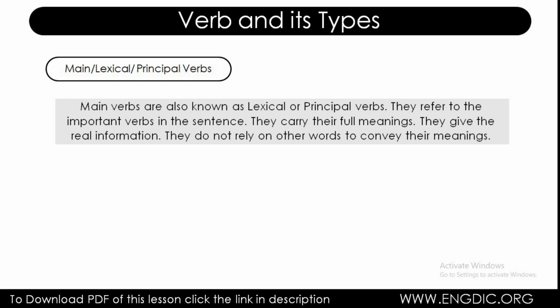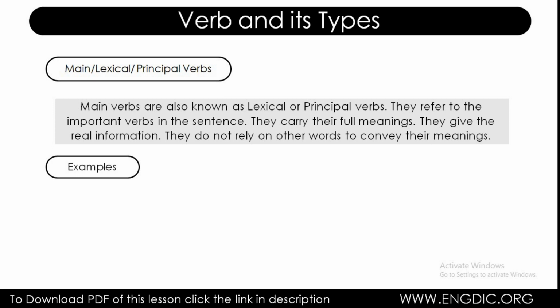Main verbs are also known as lexical or principal verbs. They refer to the important verb in the sentence. They carry their full meaning. They give the real information. They do not rely on other words to convey their meanings.